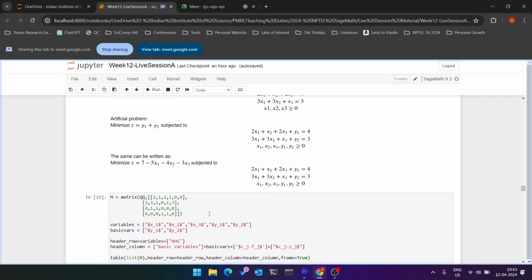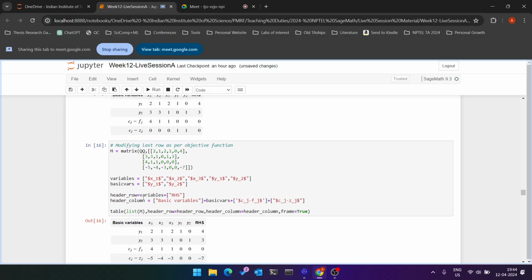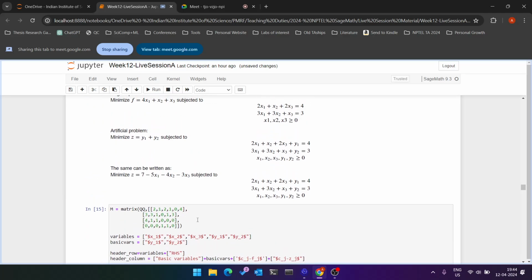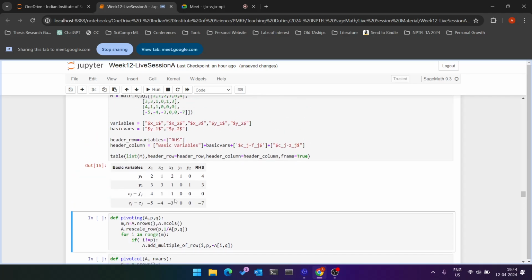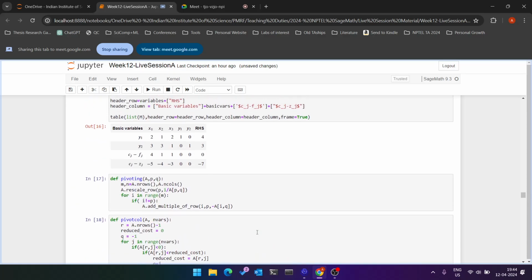Now, as I mentioned in the text where we are moving around variables y1 and y2, I changed my last row to reflect it. So that is basically minus 5x1 minus 4x2 minus 3x3 plus 7 equal to 0. I move it around, take the 7 to the right hand side, make it minus 7, and this is how my problem looks. Now I will be defining the pivoting function as well as the pivot column and pivot row functions that we have already seen in the class.